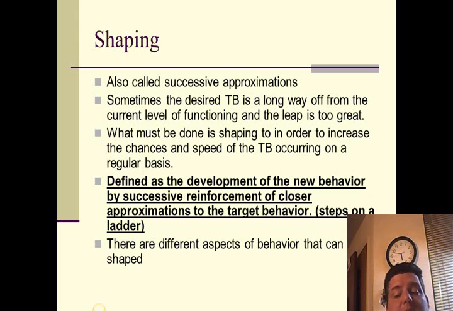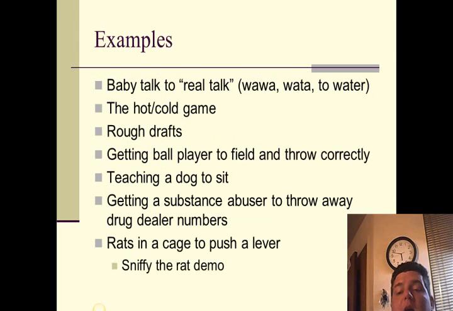There are different aspects of behavior that can be shaped, and we'll look at those again in other sessions as well. Some examples are baby talk to real talk. Wawa becomes wada, which becomes water. The hot-cold game, successive approximations: hot, hot, hot, cold, cold, hot, getting closer to where the hidden object is. Rough drafts: each time you turn in a rough draft or a different paper toward your final paper, you're getting feedback and you're getting closer to the target behavior or the target goal of a paper in this class.